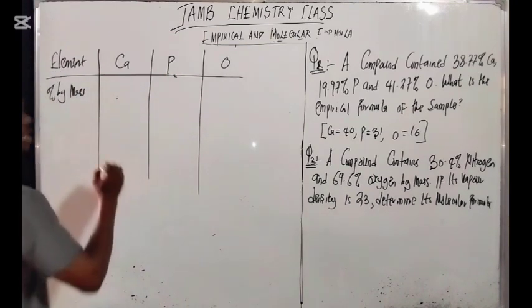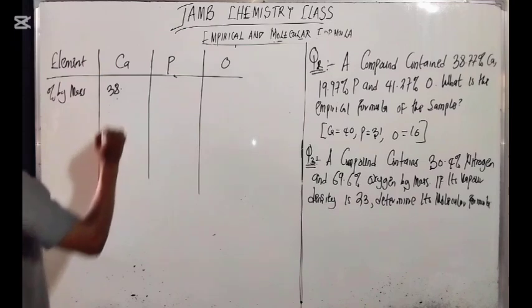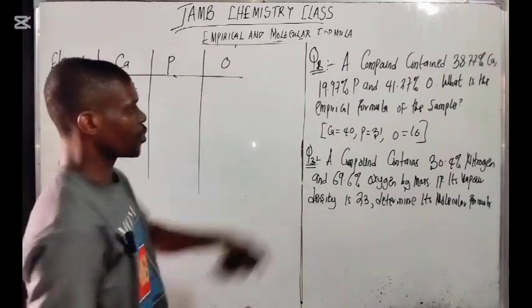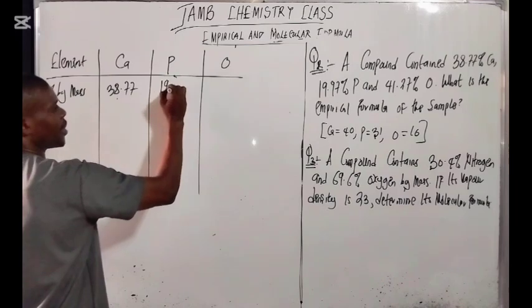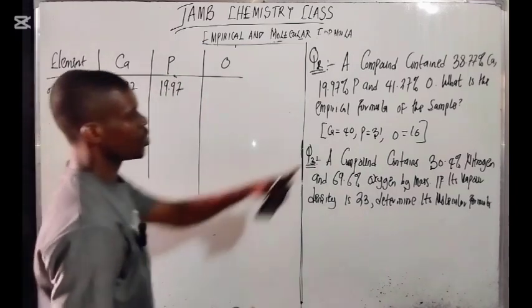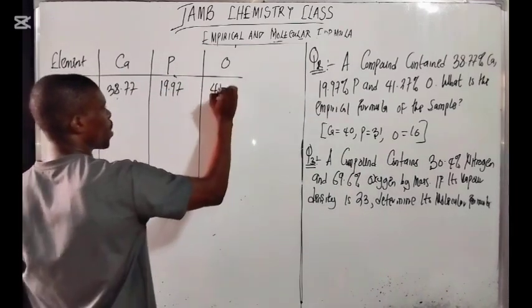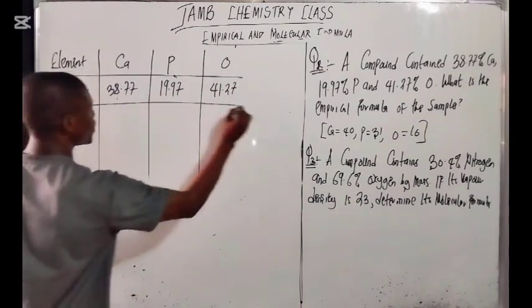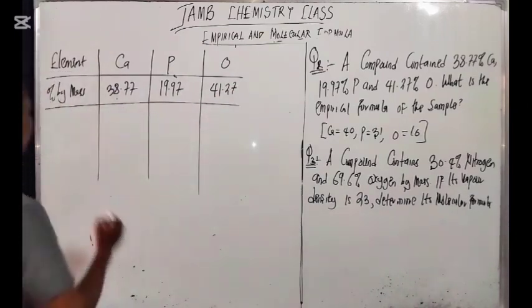Calcium is 38.77. Phosphorus is 19.97. Oxygen is 41.27. Now the next one to calculate is mole.